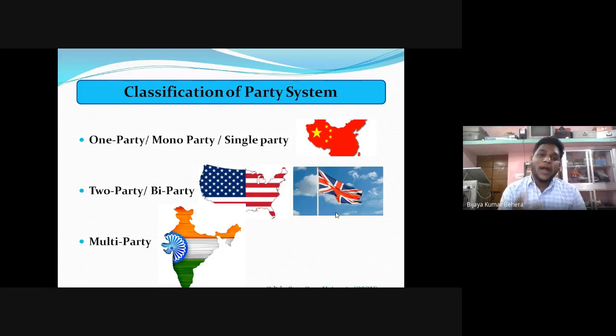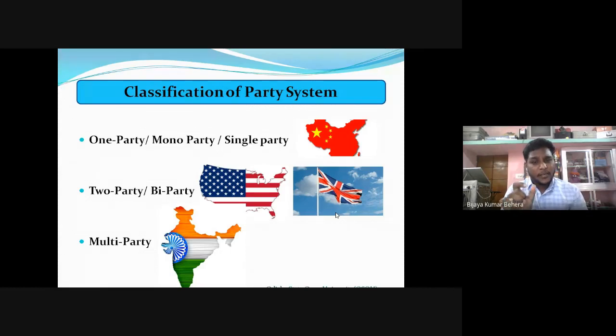The next one is the bi-party system. The merits and demerits of the one party system we have already discussed. Next we will discuss the two party system. What is a two party or bi-party system? As a one party system has only one political party, the meaning indicates that two party means there are only two political parties. For example, the US and UK. We may take the example of the Democratic Party and the Republican Party.